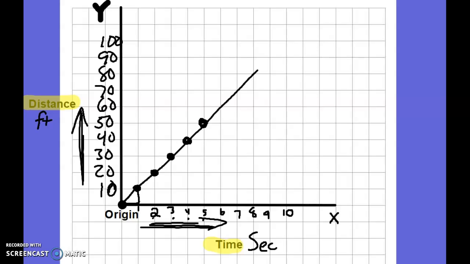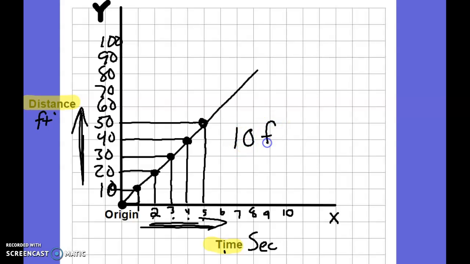If we pay attention to what's going on here, we're going to realize something. And if we need to do the math, we can, because remember, distance divided by time gives us speed. So 10 divided by 1 is 10. 20 divided by 2 is 10. 30 divided by 3 is 10. 40 divided by 4 is 10. And 50 divided by 5 is 10. Every single time I measure this object, it's going 10 feet per second. So the speed is staying the same. As time goes by, speed stays the same.